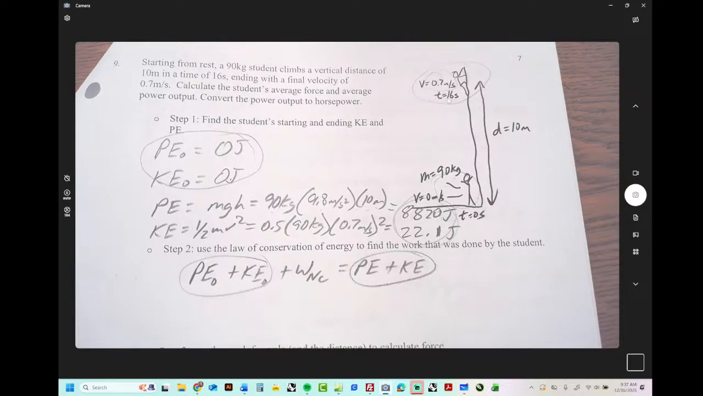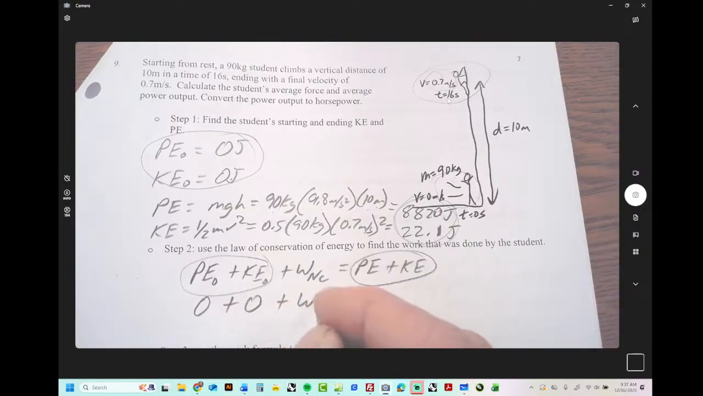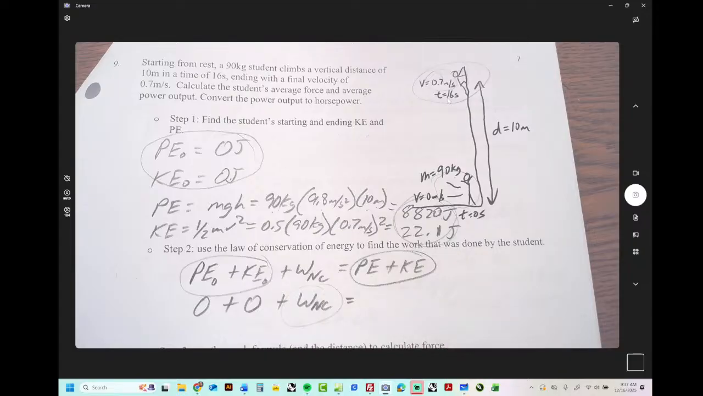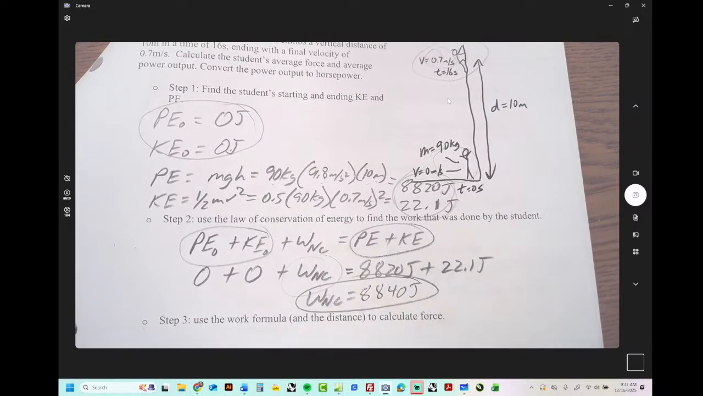In this case, it's going to be added because we had 0 potential energy, we had 0 kinetic energy. So all we've got is whatever work was done by the student. And then in the end, there's 8,820 joules of potential plus 22.1 joules of kinetic, which is, well, I can do that in my head, 8,840.1. I'm just going to round it to 8,840 joules. So that's how much work was done.